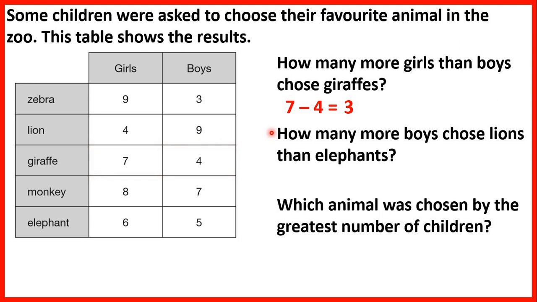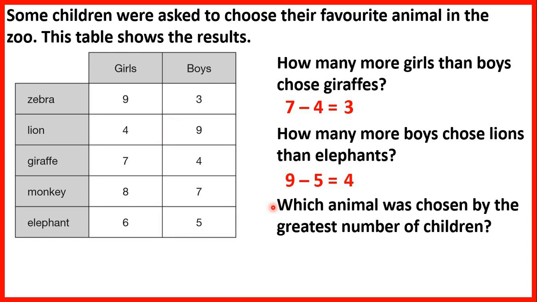Now, how many more boys chose lions than elephants? So if we find the row for lions, we can see that that was chosen by 9 boys, and for elephants, we have 5 boys. Again, the question asks how many more. We're finding the difference, and if we work out 9 minus 5, that gives us our answer of 4.